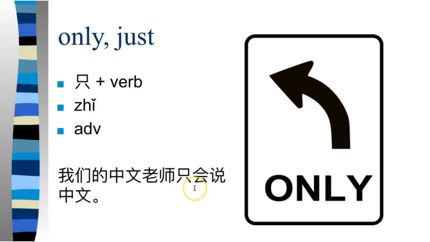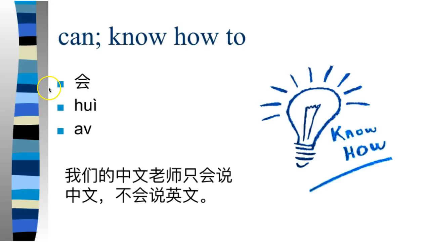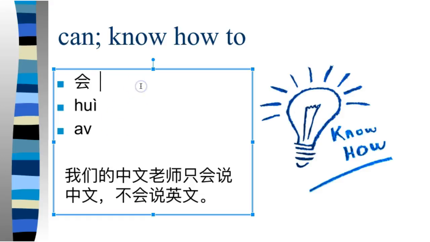In this case, this person here, 我们的中文老师只会说中文. She only knows how to speak Chinese. 会 is a word we've learned before as a noun in a different context. For example, we have 开会, conference, or to have a conference, and 音乐会. So in these words, 会 was a noun that meant meeting or gathering. This 会 is completely different.